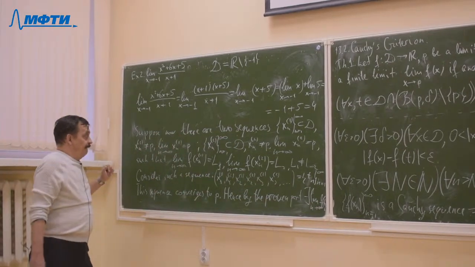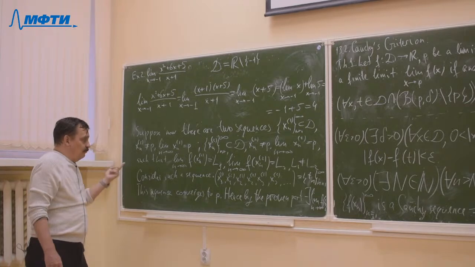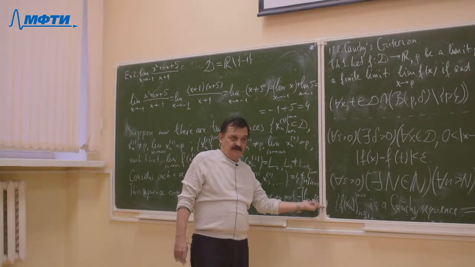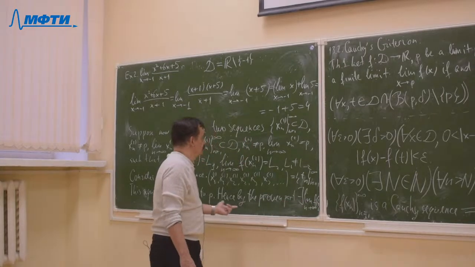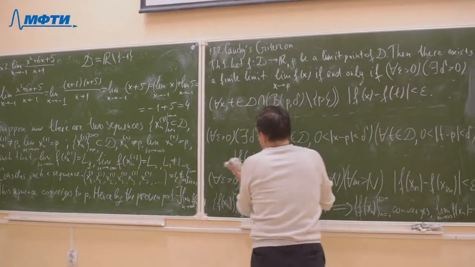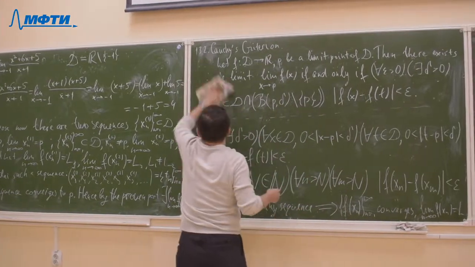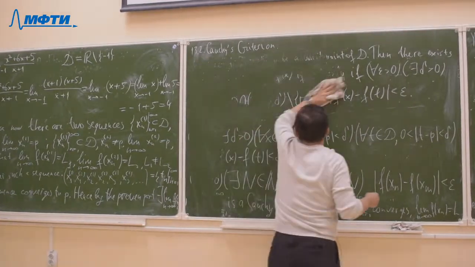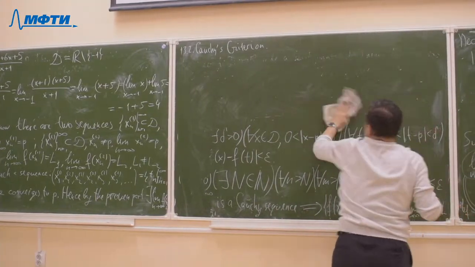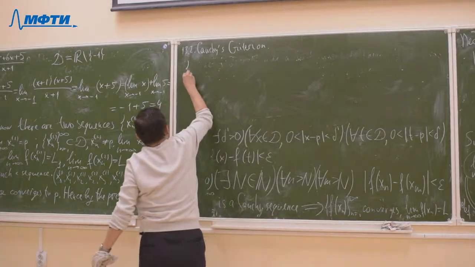But now what? Look carefully at the sequence f(tn). What is it? The sequence f(tn) is as follows. What is this f(tn)?